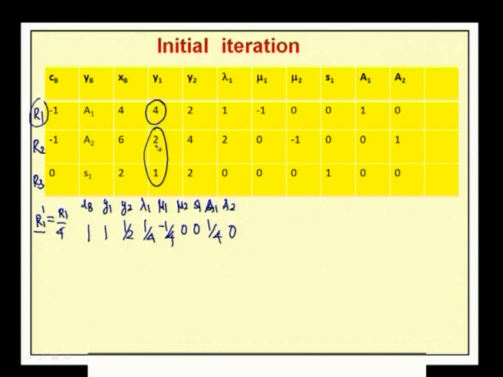So, I have to convert this element 2 as 0. For that, the elementary operation R2 dash is nothing but from R2 I have to subtract 2 R1 dash. So, my R2 is 6, 2, 4, 2, 0, minus 1, 0, 0, 1. From this R2, the newly obtained R1 dash, I have to multiply this by 2. So, 2 into 1, 2, 2 into 1, 2, 2 into half which is 1.